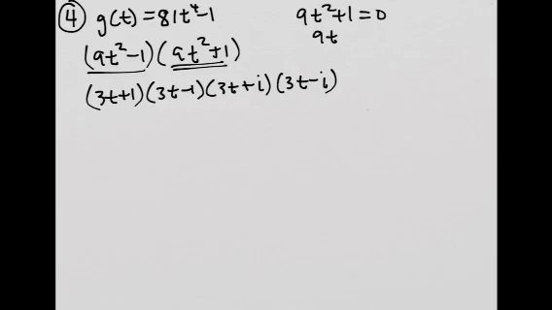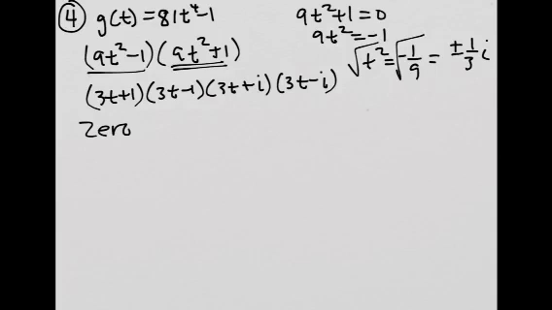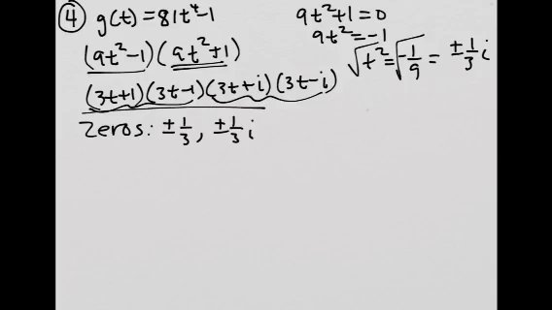So that would give you this, divide by 9, and then take the square root. Okay, so that's going to give you plus or minus 1/3 i. So the zeros from these two, plus or minus 1/3, and from these two, plus or minus 1/3 i. Because remember, you're looking for all the zeros, real and imaginary.